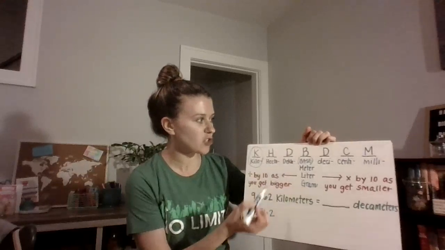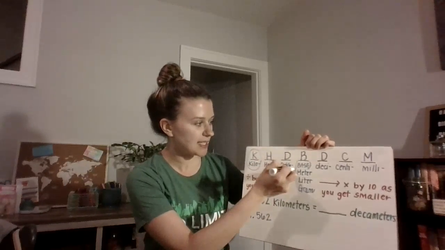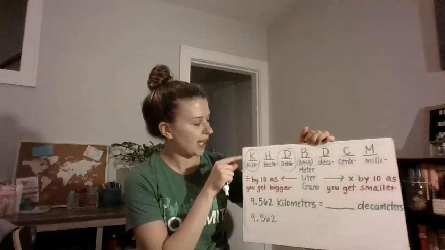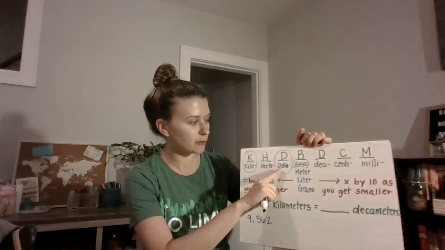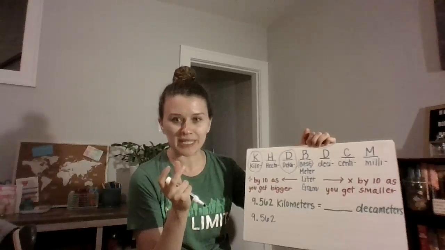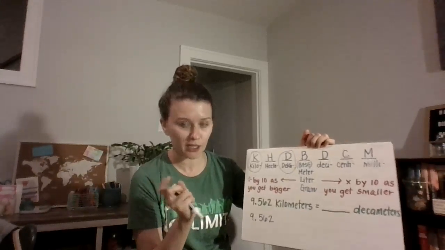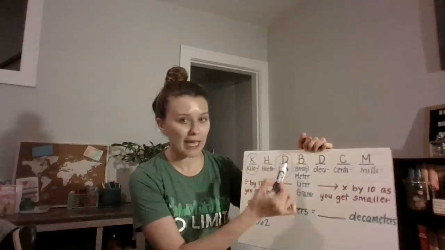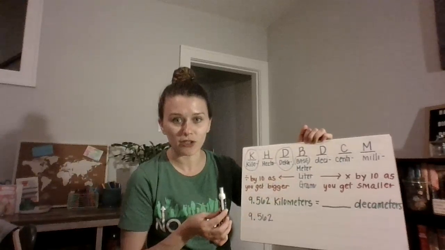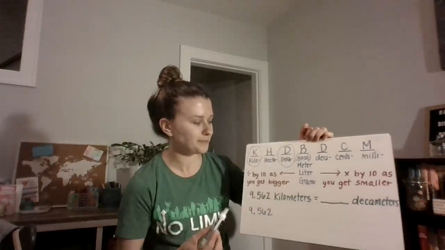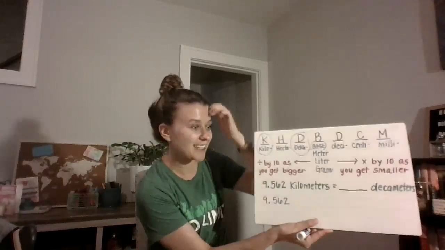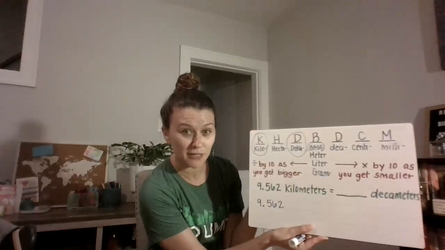So I'm going to look at my chart and I'm going to see, oh, right here is decameters. So I'm moving to the right 2 spots. So that means the size of my units are getting smaller, or I'm multiplying by 10 as I move to each unit going to the right here. So it's actually really, really easy to find equivalent units with metric units.